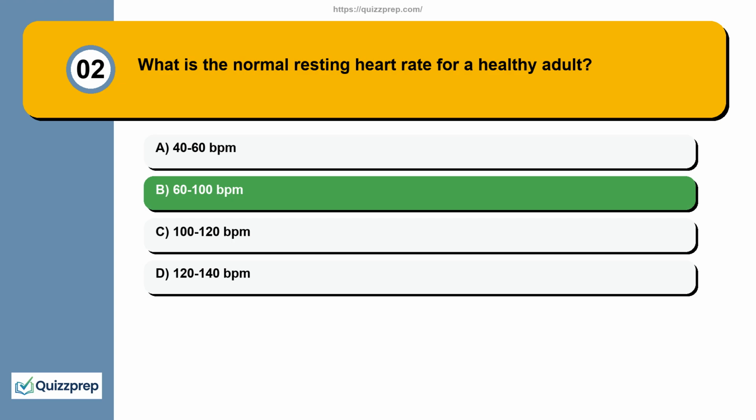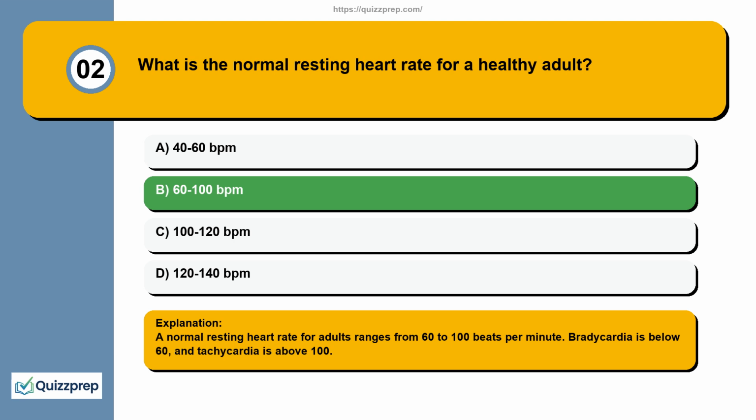60 to 100 BPM. Explanation. A normal resting heart rate for adults ranges from 60 to 100 beats per minute. Bradycardia is below 60, and tachycardia is above 100.